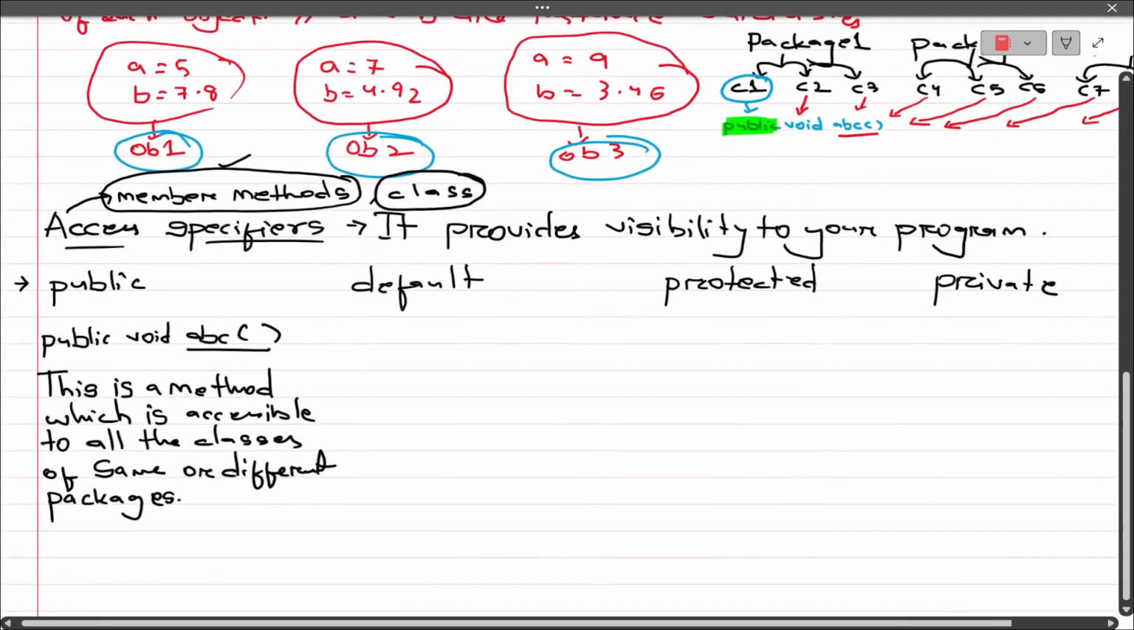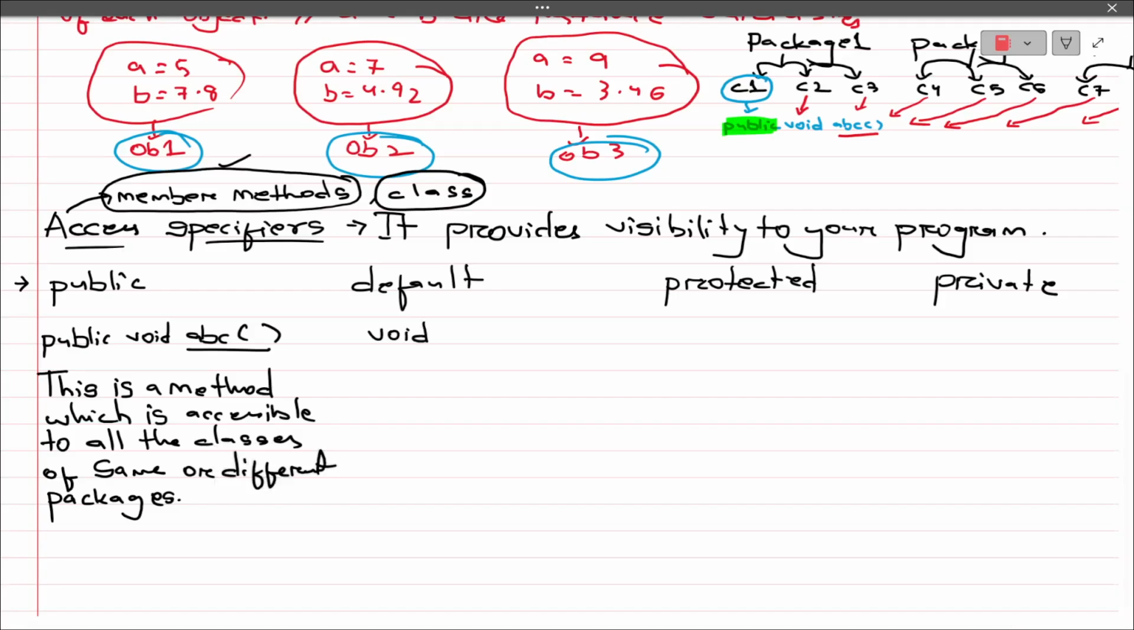Let me talk about default now. Default means what? Suppose there is a function def. What do we mean by default? Default means if you do not give any access specifier, automatically that particular function is given an access specifier that is said to be default. Okay, but this is not there in the scope. That's why usually students are confused.